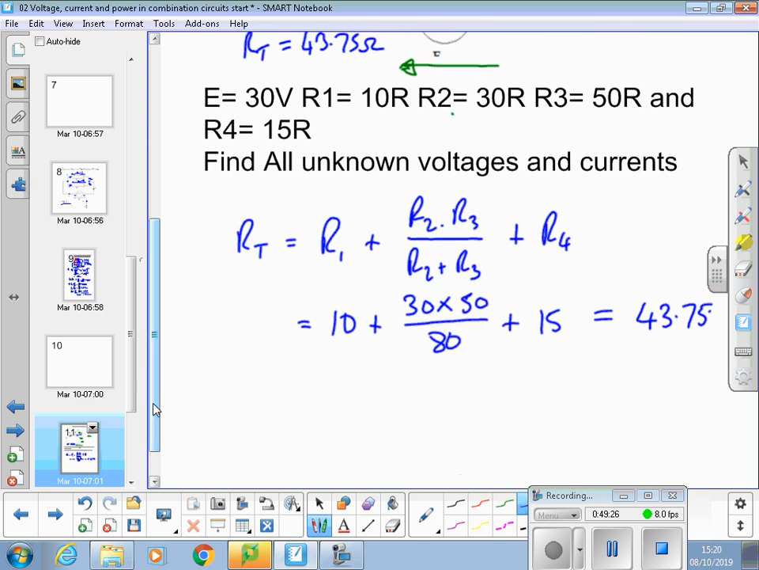What value can we find now? Yeah, we can find IT. Because IT is equal to which voltage? Yeah, E over RT.